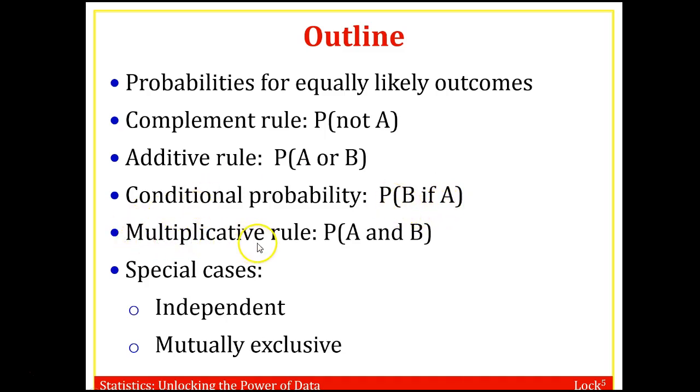We'll look at the multiplicative rule, the probability that events A and B happen at the same time, that they both occur. And then finally, we'll look at two different types of special cases for events. What does it mean for two events to be independent of one another? And what does it mean for two events to be mutually exclusive or disjoint?